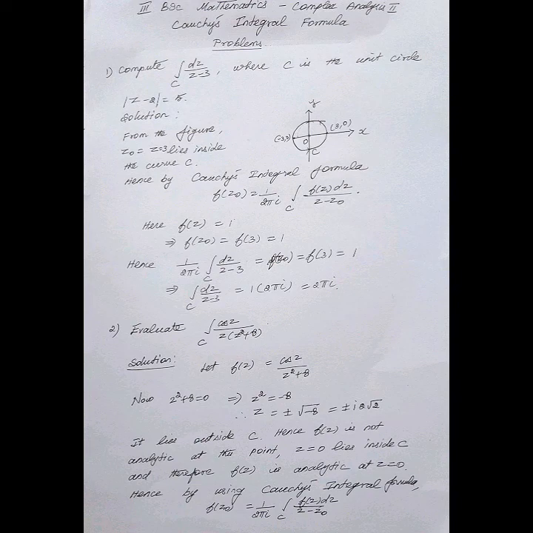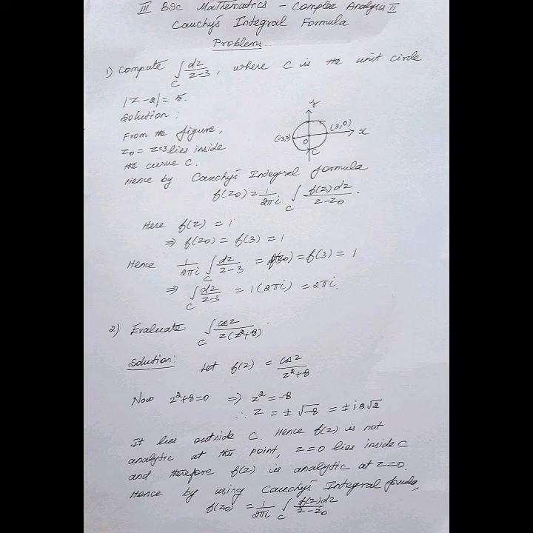And hence 1 by 2 pi i integral over C dz by z minus 3 equals f of z naught, equal to f of 3, equal to 1. And hence the value of the integral over C dz by z minus 3 equals 1 into 2 pi i, that is equal to 2 pi i. Hence 2 pi i is the value of the given integral.